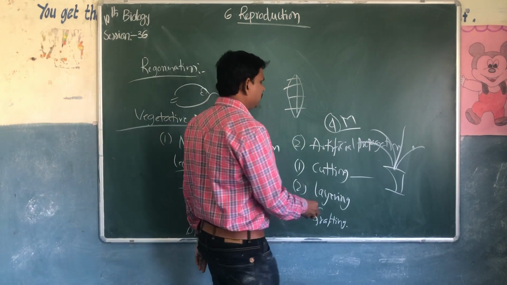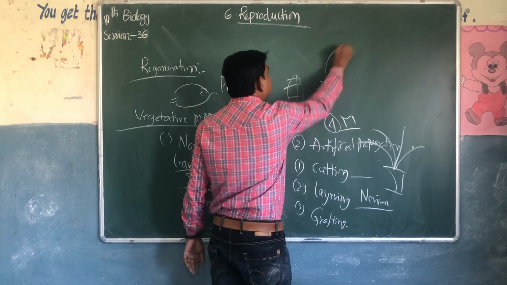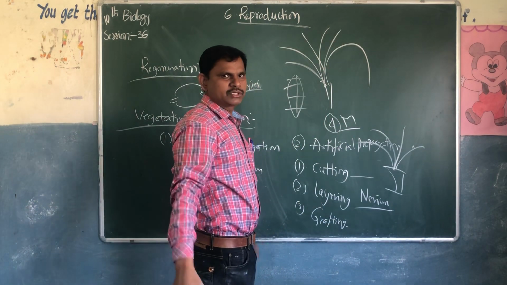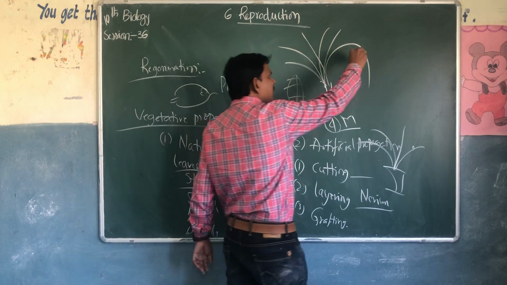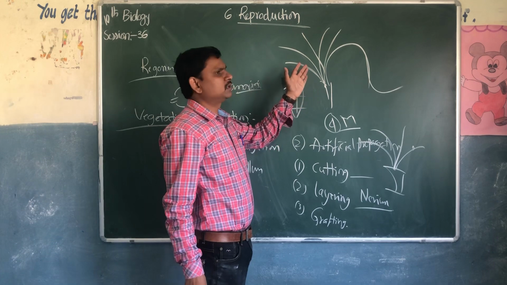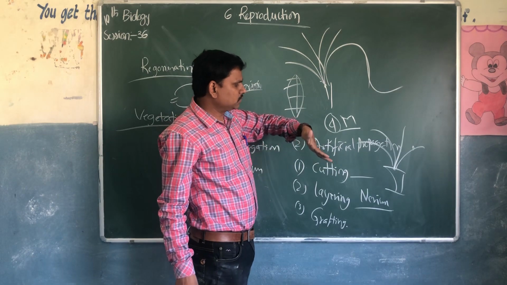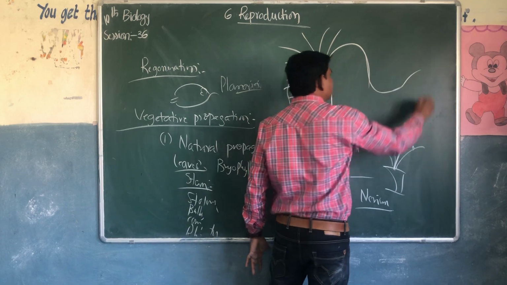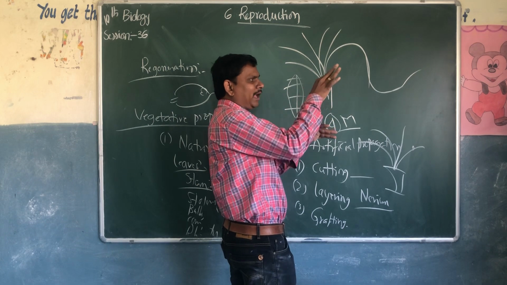Next one is layering. The best example is neem plants. We have neem plants in front of our school. They have long, narrow leaves. Bend one stem toward the soil. Any branch, any stem, you can bend it toward the earth, and the stem has to be attached to the soil. Some portion of the stem should be present in the air.